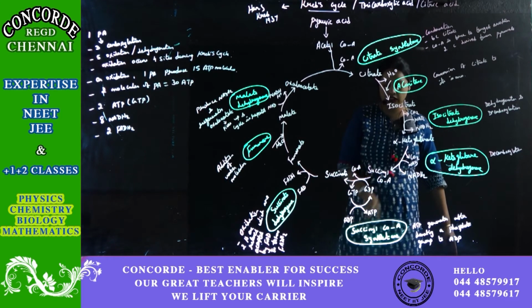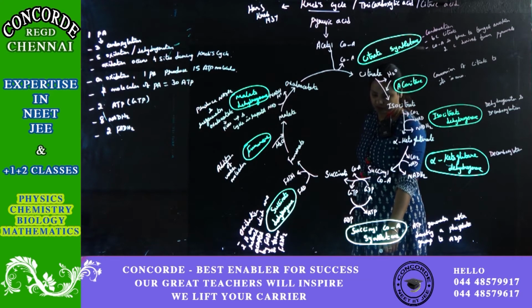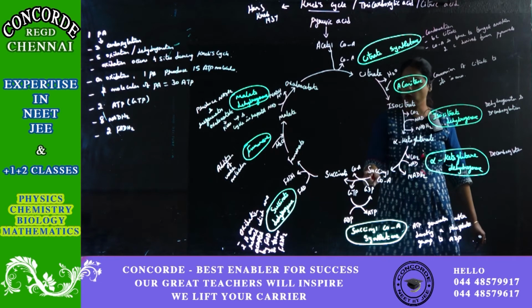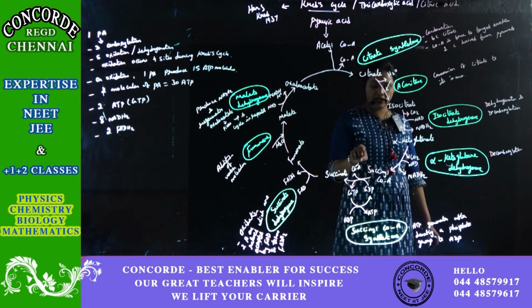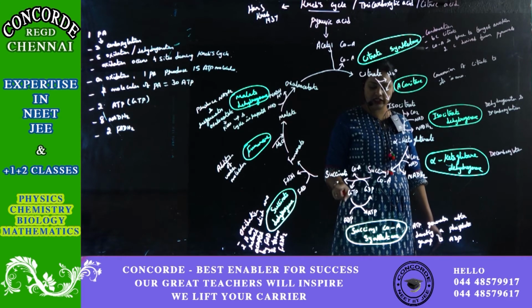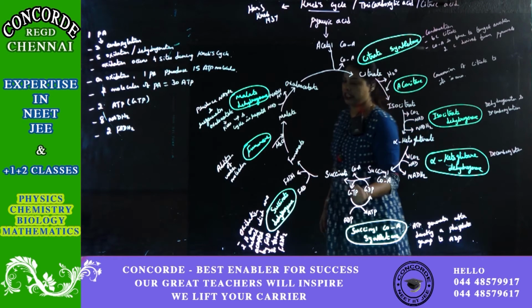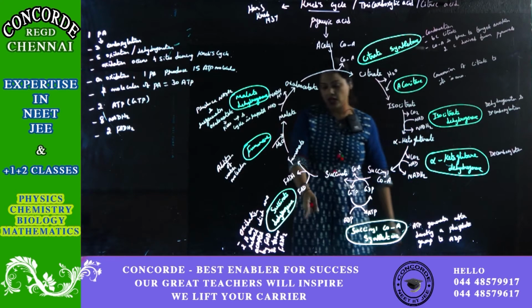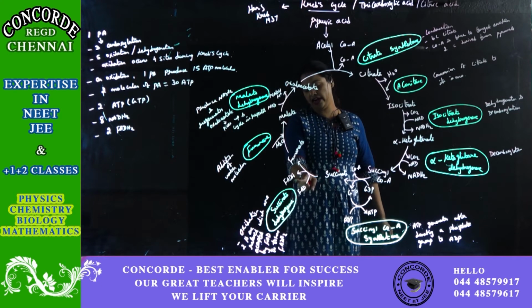This succinyl CoA is produced by the alpha ketoglutarate dehydrogenase. Then from succinyl CoA, the CoA will be removed and converted into succinate. Simultaneously, 1 GTP will be produced. 1 GTP is equal to ATP. One succinate is produced by the succinyl CoA synthetase.